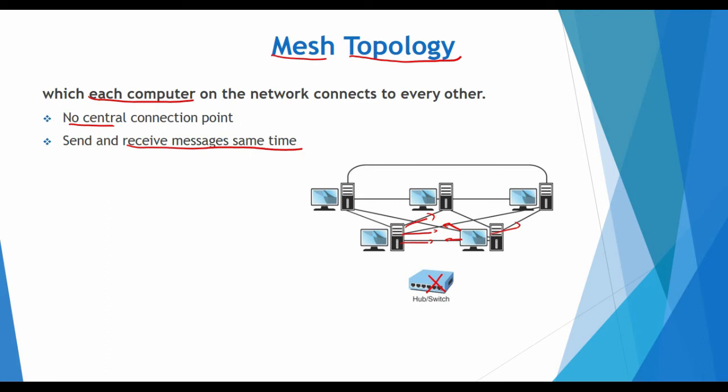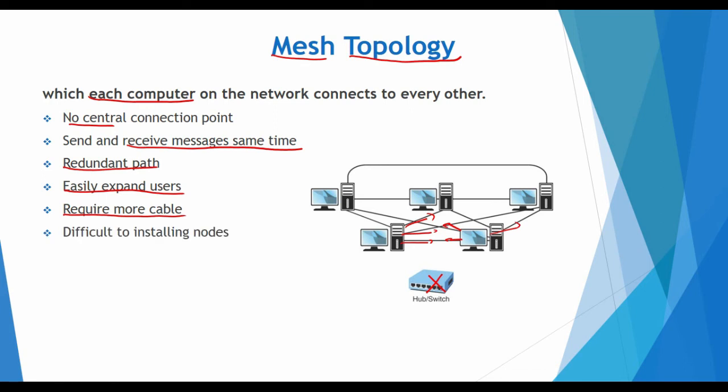Some advantages and disadvantages of mesh topology are: mesh provides redundant paths between LAN topologies, and the network can be expanded without disruption to current users. And some disadvantages are: it requires more cable than the other topologies, and the implementation is complicated.